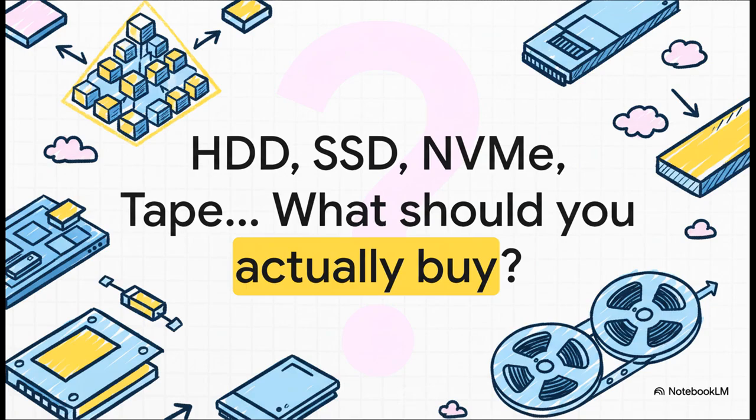Right? I mean, just look at this. The market is just a sea of acronyms, and trying to pick the right tech can feel impossible. Should you go for raw speed or maybe massive capacity? What about long-term safety? The real answer is, well, you kind of need all of them, but you need them in the right places. And that's exactly what we're going to map out today.